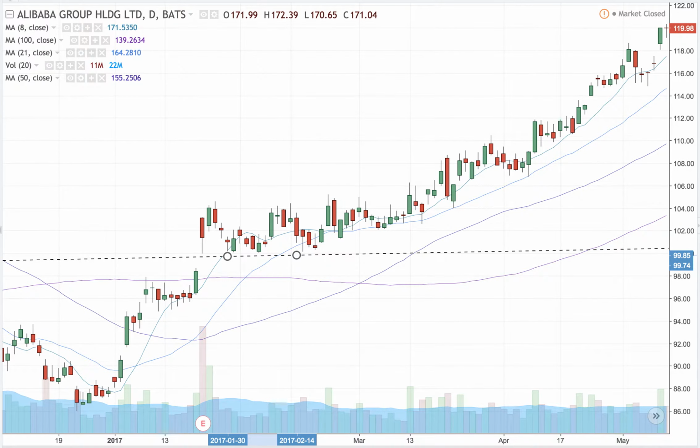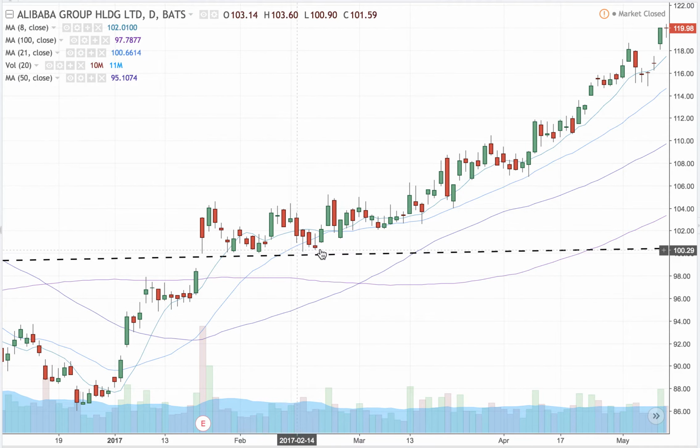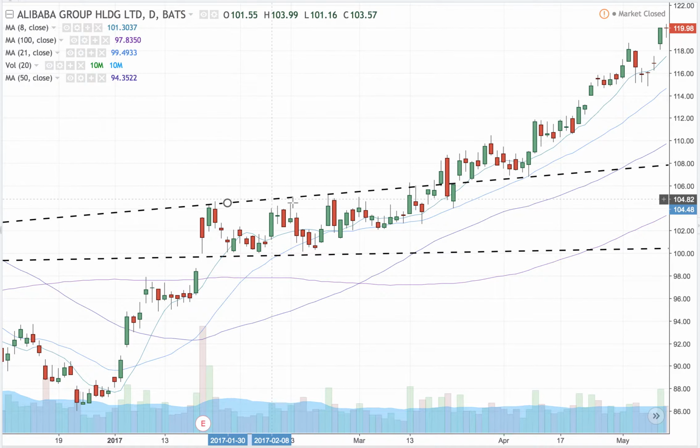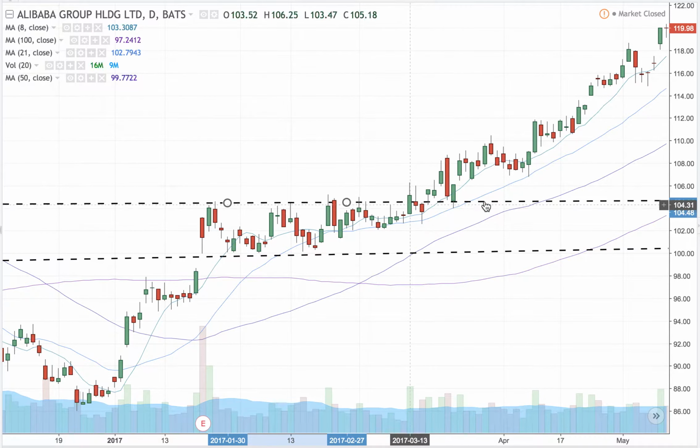Let me make these a little thicker. Support right here at this $100 level. And then resistance at this 104, 105 area. Boom, it finally breaks up. Now this is healthy. Watch what it does. It tries to break out. It comes back. It holds the previous resistance as support.